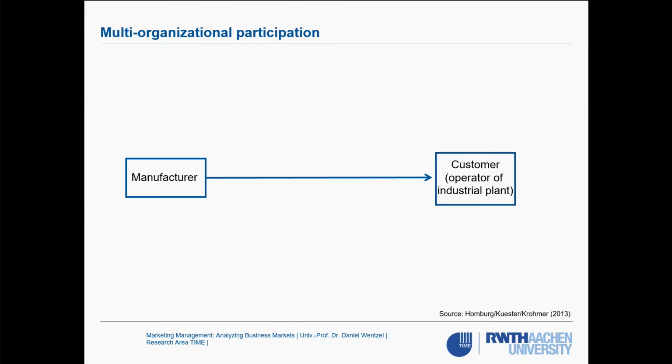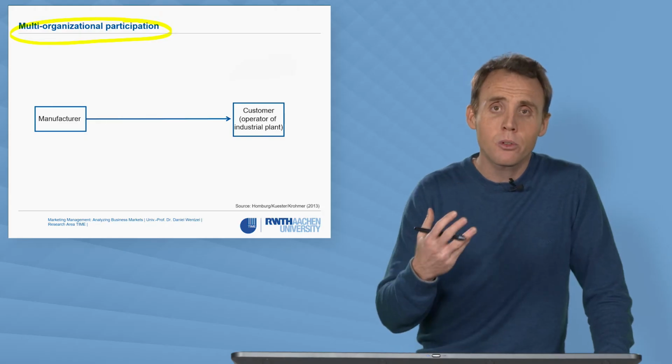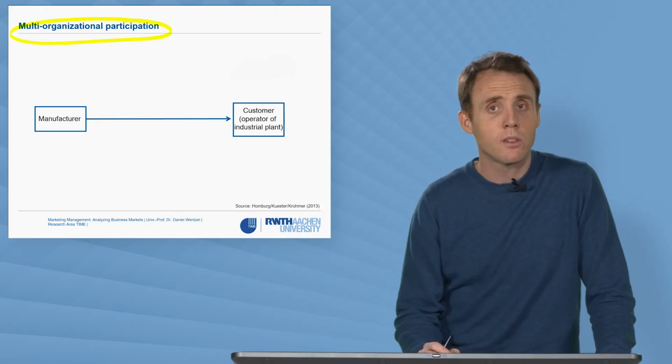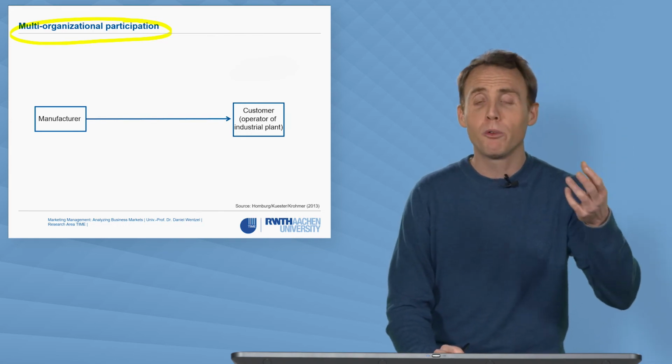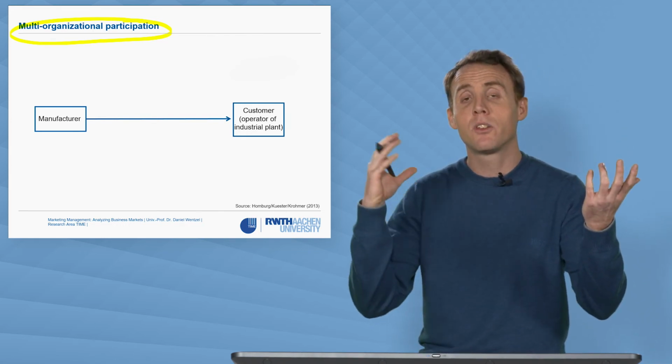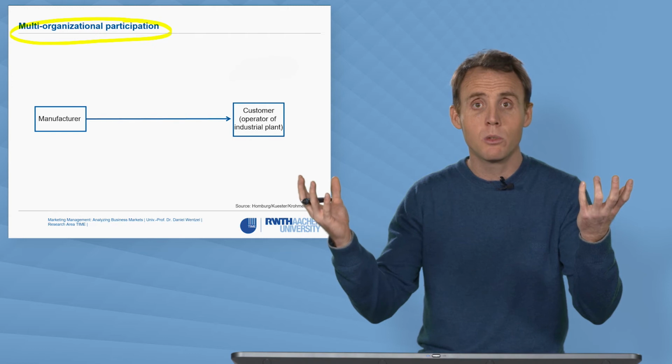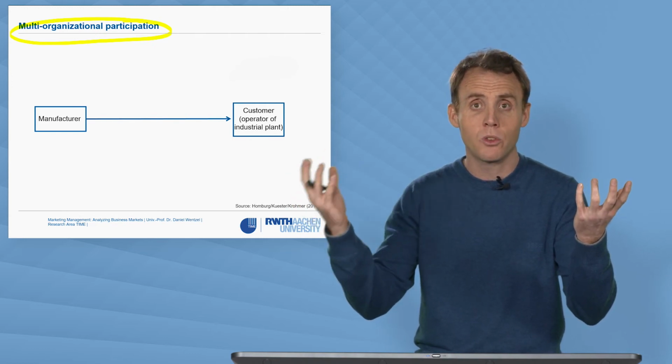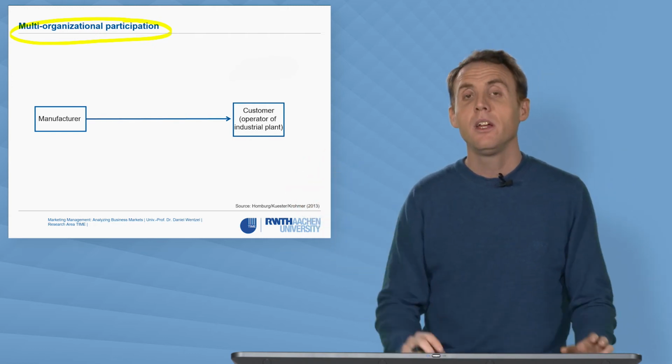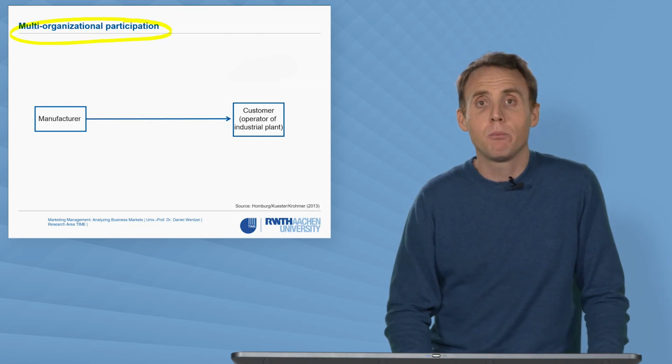Another characteristic setting B2B markets apart from B2C markets is something they call multi-organizational participation. If you look at what happens in B2C markets, decision processes are, in theory at least, quite simple. There's a firm offering a product or service, trying to sell it to a customer. The customer needs to decide whether she wants to buy it, yes or no. In theory, this also happens in B2B markets.